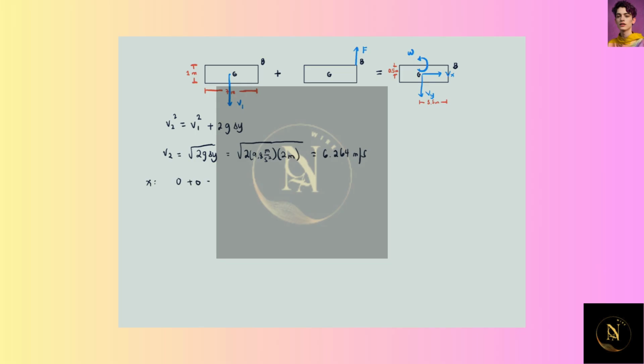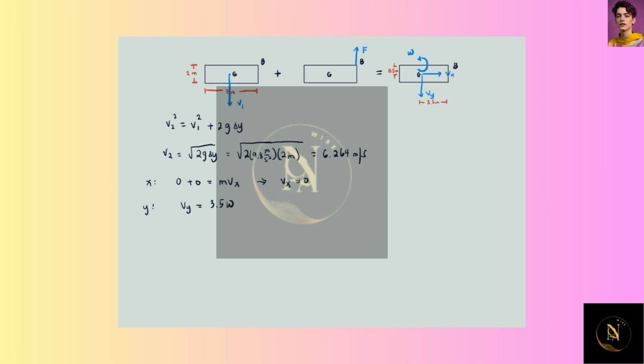Now, applying the impulse and momentum theorem, for the x component, we have 0 plus 0 equals mvx. So this tells us that vx is equal to 0. Then for the y components, we have vy equals 3.5 omega, because as you can see in the diagram, the center G is at a distance of 3.5 meters away from point B.